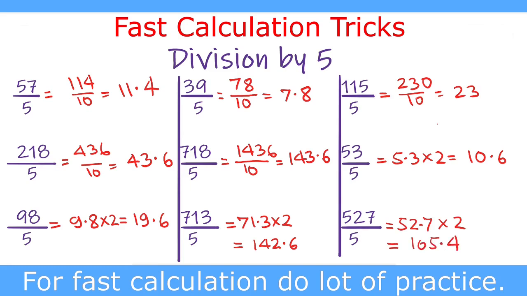105.4. This way, instead of dividing it by 5, we either multiply it by 2 and divide it by 10, or we divide it by 10 and then multiply it by 2. Whatever is easier for you, you adopt that method and reach the answer. This way you will be able to reach the answer fast instead of dividing it by 5.